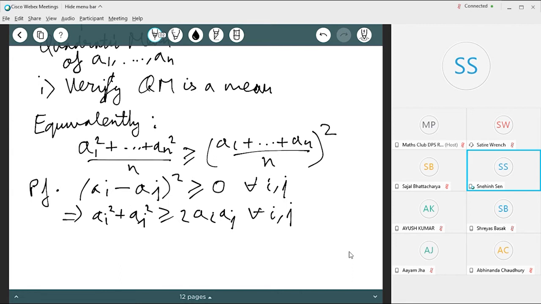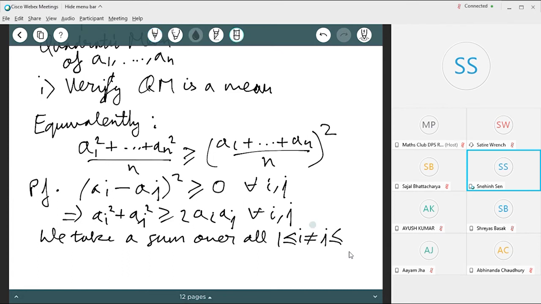So what happens in that sum? The left hand side becomes, how many times does each ai appear in the left hand side? We take a sum over all 1 less than or equal to i not equal to j less than or equal to n, or rather, instead of not equal to j we can assume an order over here: 1 less than or equal to i less than j less than or equal to n.